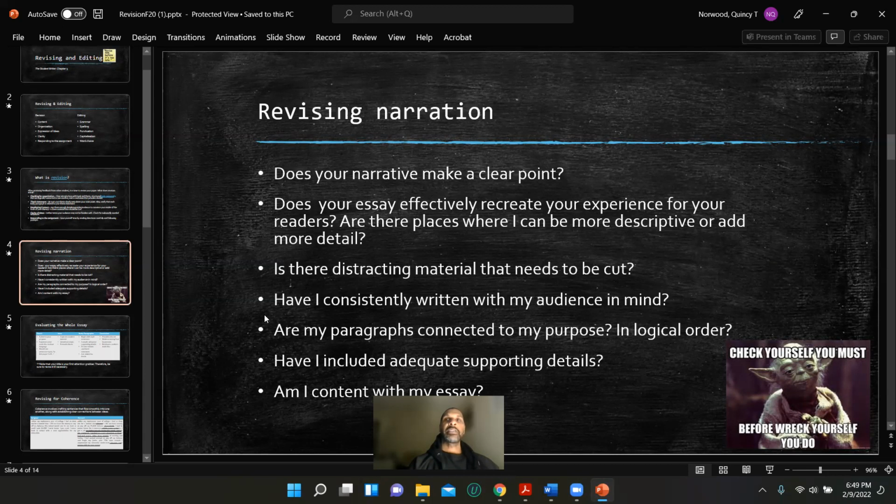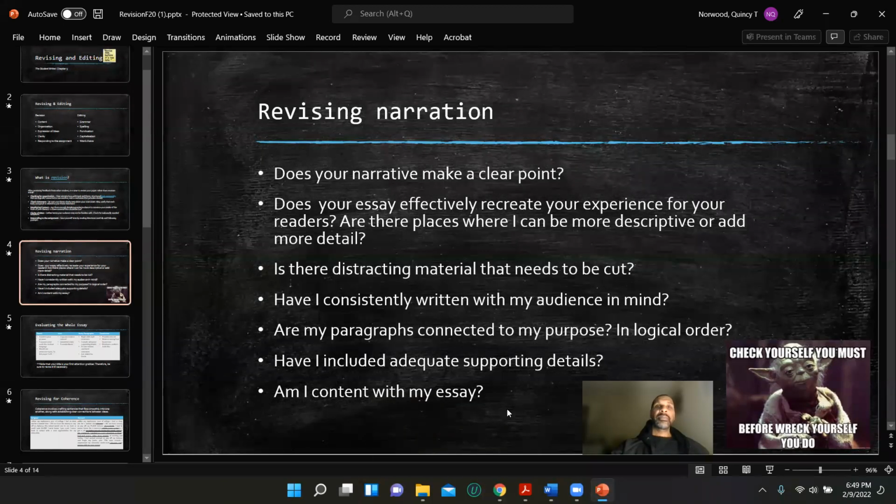Are my paragraphs connected to my purpose in logical order? Really, a logical order for this assignment is chronological order. Have I included adequate supporting details? And then this last question, because it's your essay: Am I content with my essay? Or at least content with it as it stands right now, knowing that I'm going to revise it more. So think about that.